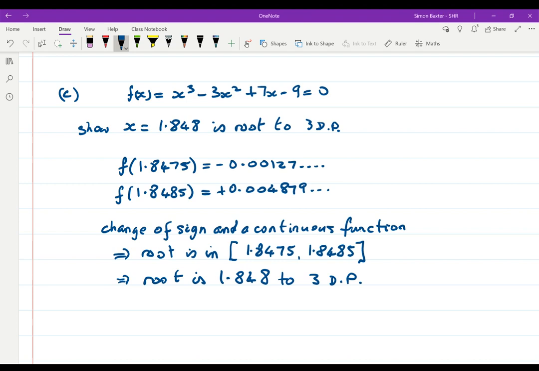You can find this on pages 35 to 37 in the textbook, FP1.